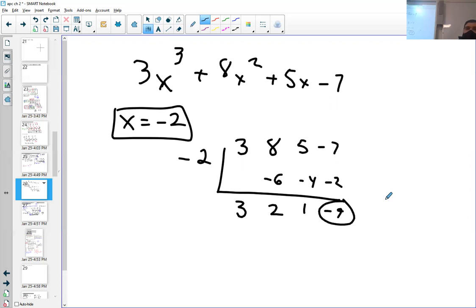So do we write R equals -9? Yeah. What's the final answer? -9. Would the answer be like 3x squared plus 2x plus 1? No. Since I'm asking for the remainder, aka what happens when I plug in -2 in here, I get an answer of -9. So that's the only number I got.